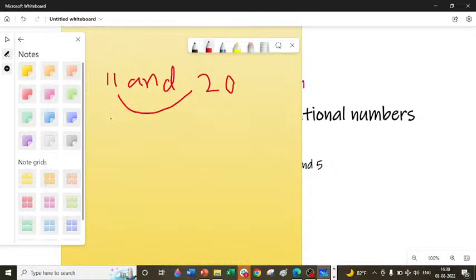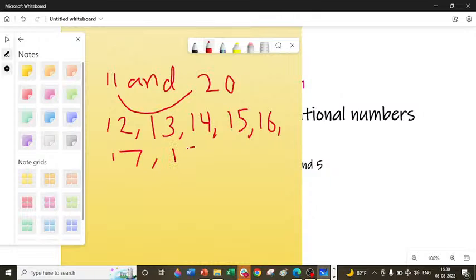तो चलो लिखते हैं. सो 11 के बाद आता है हमारा 12. 12 के बाद हमारा आता है 13. 13 के बाद आता है 14. 14 के बाद आता है 15. and then 16, फिर हमारा होता है 17 and then 18, 19. So ये सारे नंबर्स आपके हो गए 11 और 20 के बीच के रैशनल नंबर्स.